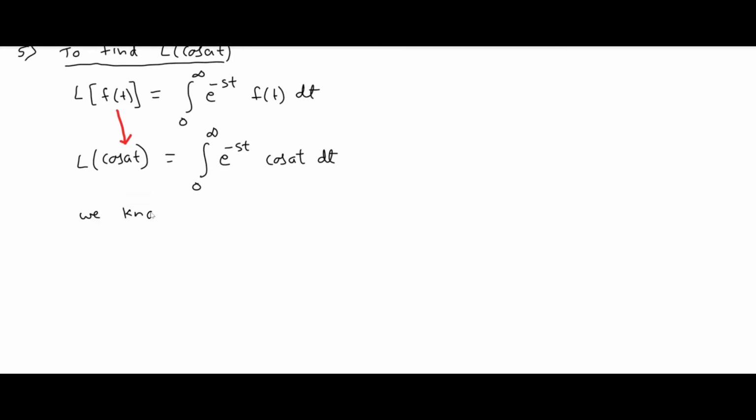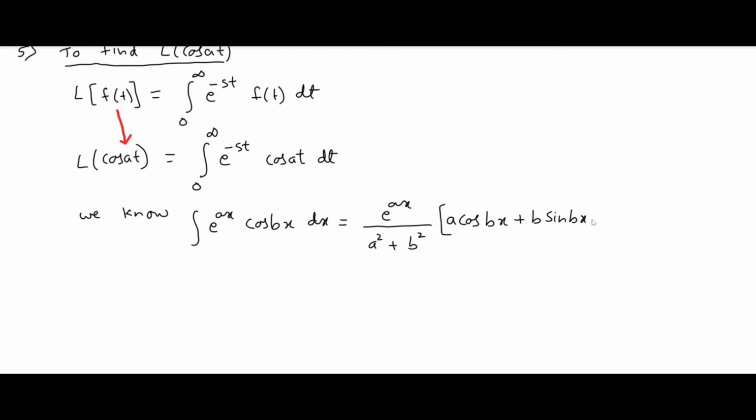So we know the basic formula for integral of e power of ax cos bx into dx. So we'll try to use this formula to solve the above result. So its formula is e power of ax divided by a square plus b square into it is a cos bx plus b sin bx. That is the basic formula for integral of e power of ax cos bx into dx.